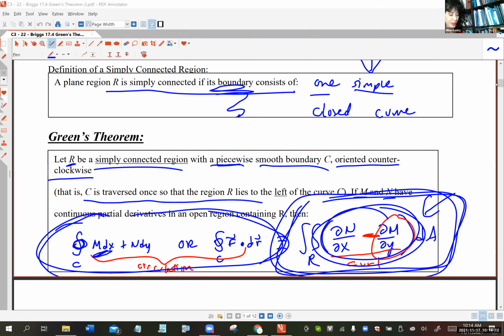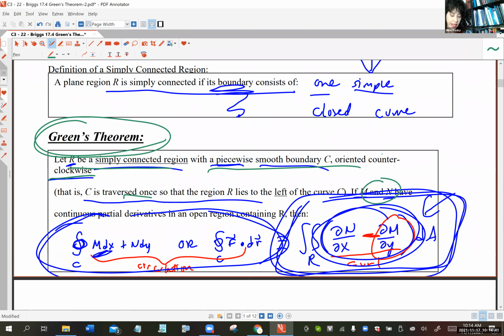Just a reminder, what did Green's theorem say? Here's Green's right here. If you've got a simply connected region, piecewise smooth boundary C, which is your curve, your path, it has to be oriented counterclockwise. It has to be going around counterclockwise, and your border of the region is traversed once.